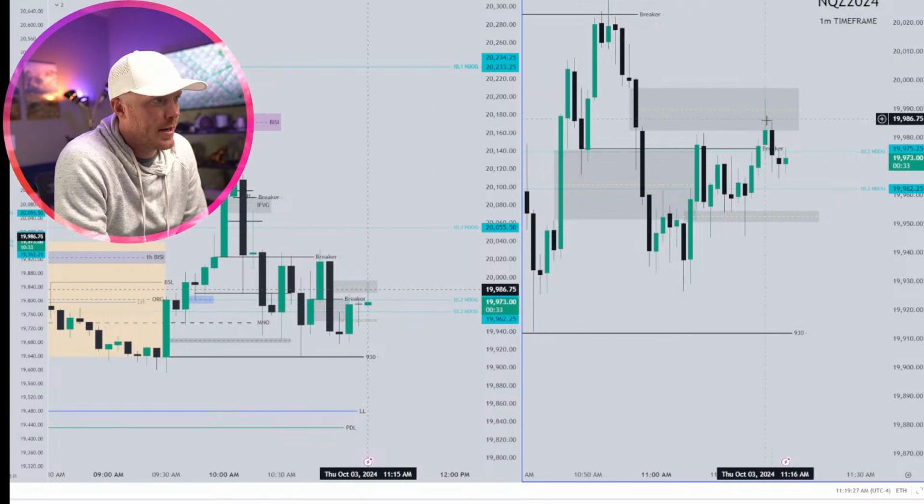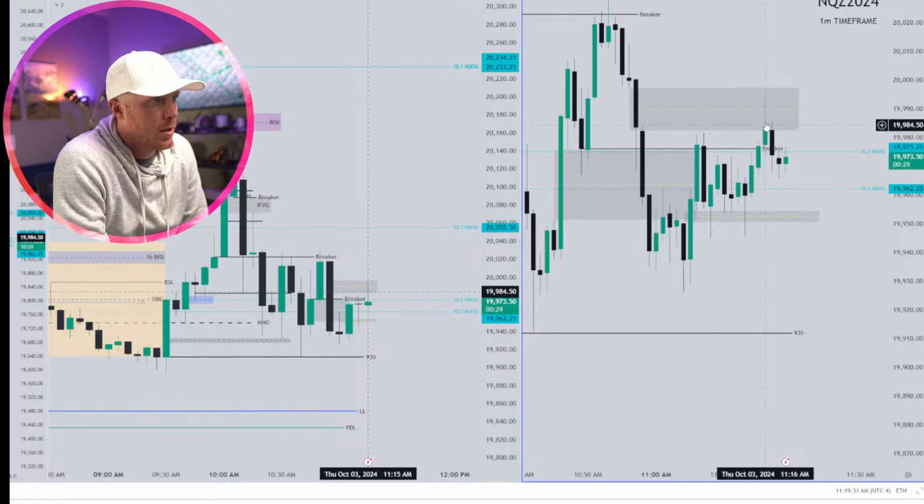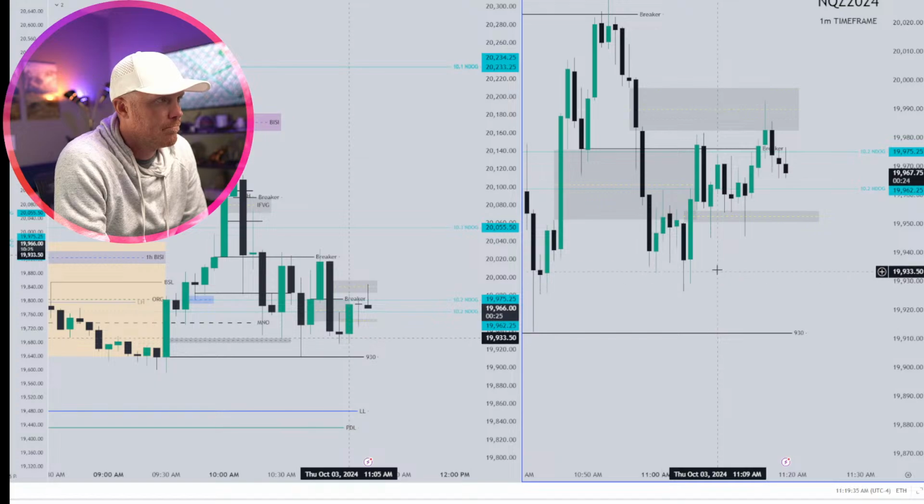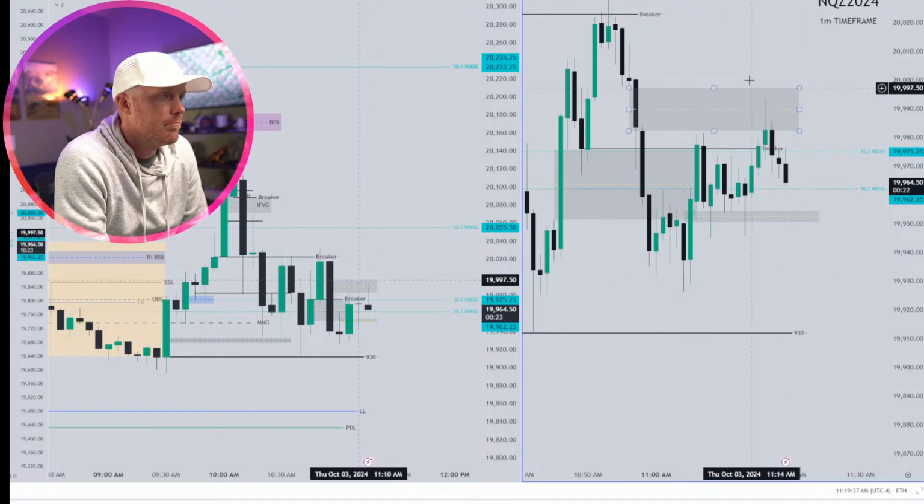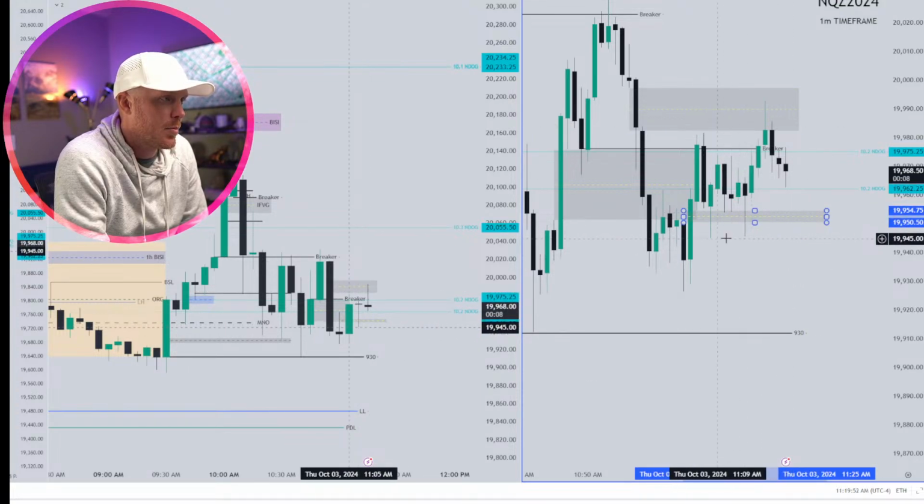I like where the body's closed. You see how it came up into this fair value gap? Wicked, closed below it. Why do I want to wait for this? I want to wait for this to tell me that it wants to continue lower. We got equal lows here. That's when I will move my stop to break even.